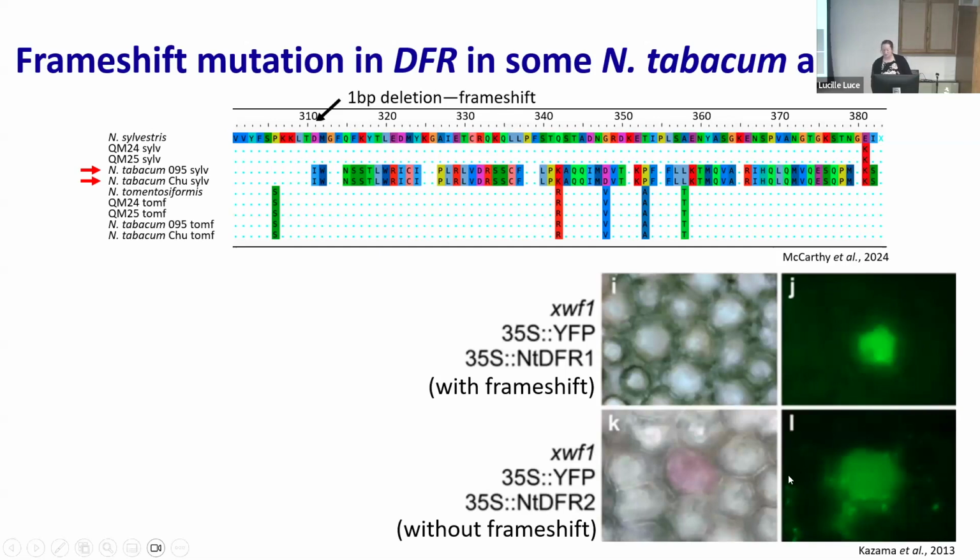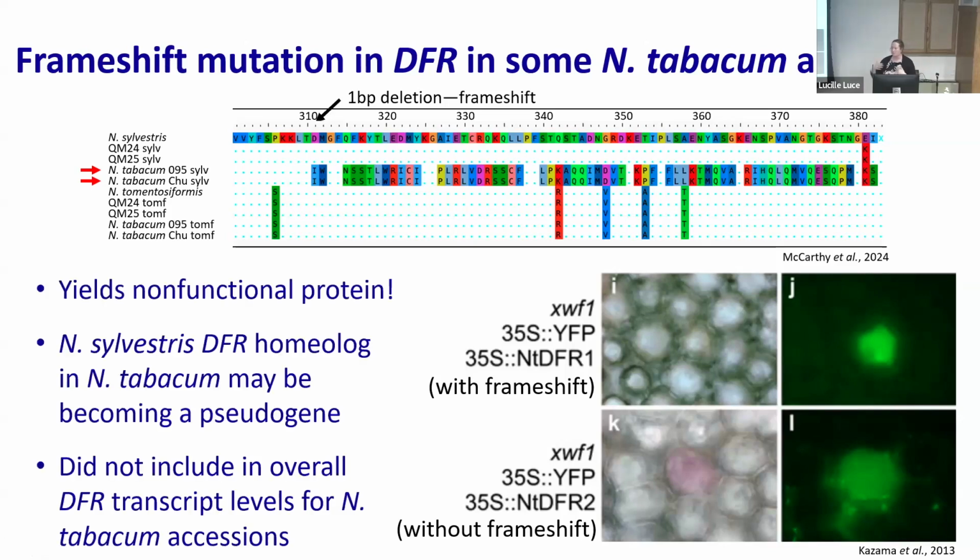So when we have the frameshift and we bombard those constructs into a white tobacco mutant, the gene that doesn't have a frameshift is able to create anthocyanins. You can see that in this cell. There's our control because our YFP is there. We know that our constructs are in there. But when we have a frameshift, again, we know this cell has that construct, but it can't produce any anthocyanins. And so we know that this frameshift is non-functional.